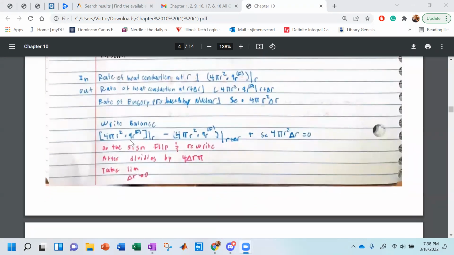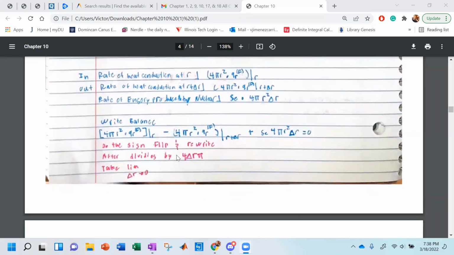In the same way, we write the balance. Obviously, R minus delta R plus the area. You flip the signs like we did before and rewrite it, and you also divide by 4, delta R, and pi, and take the limit as delta R approaches 0.